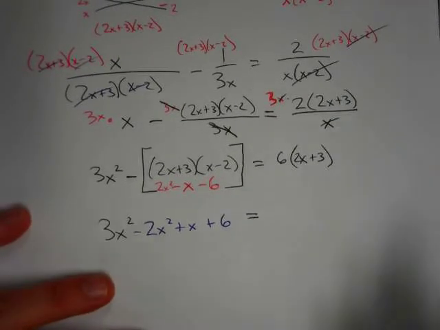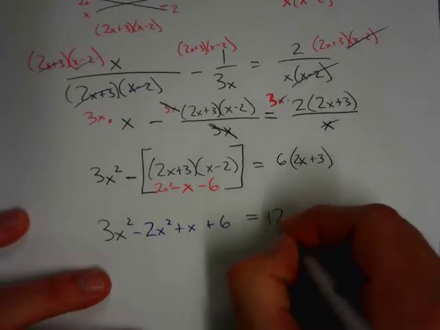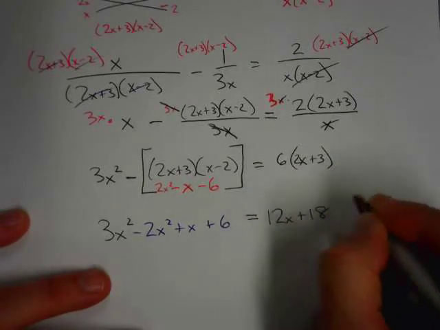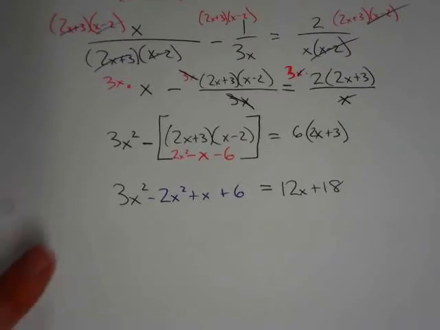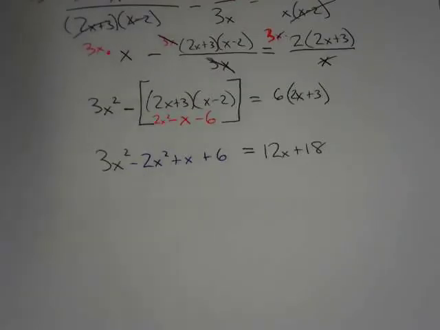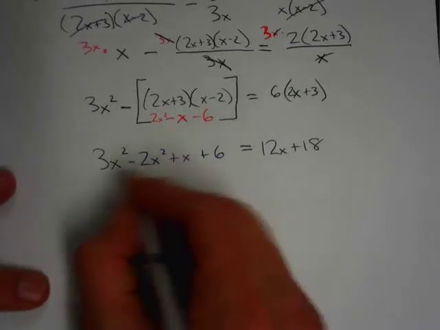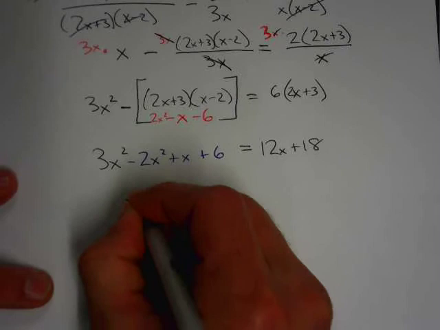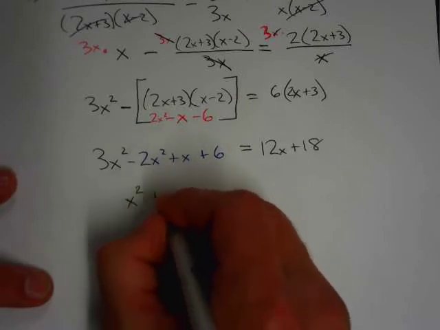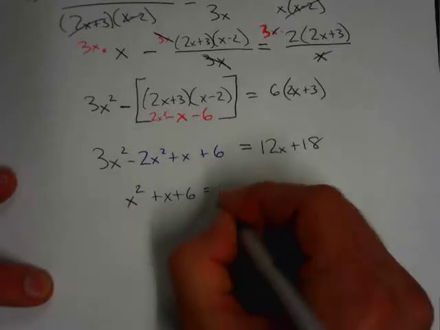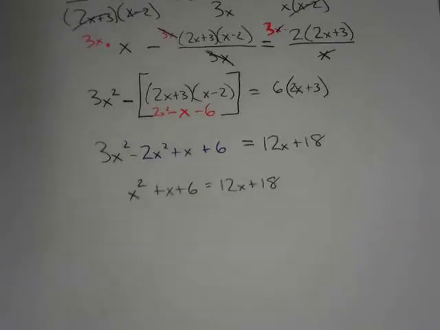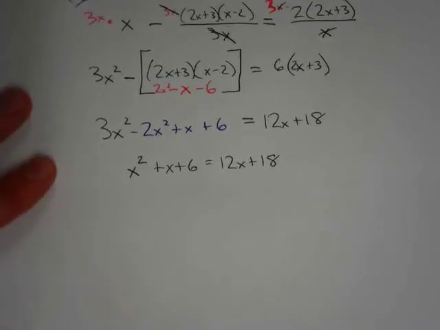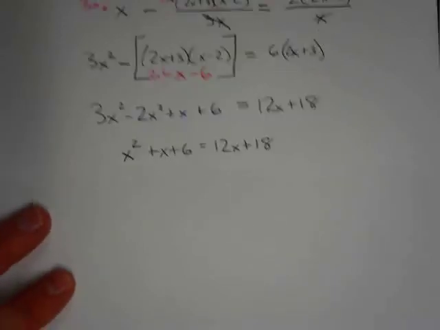And now on the right-hand side, we can distribute. So we have 12x plus 18. Okay? So yes, you can see we're going to have a polynomial equation. I know you see that. But I want to simplify stuff first before I go crazy. So 3x squared minus 2x squared. That's convenient. That works out. X squared plus x plus 6 equaling 12x plus 18. The cool thing is we're going to find out where a straight line intersects a parabola, but ignore that.